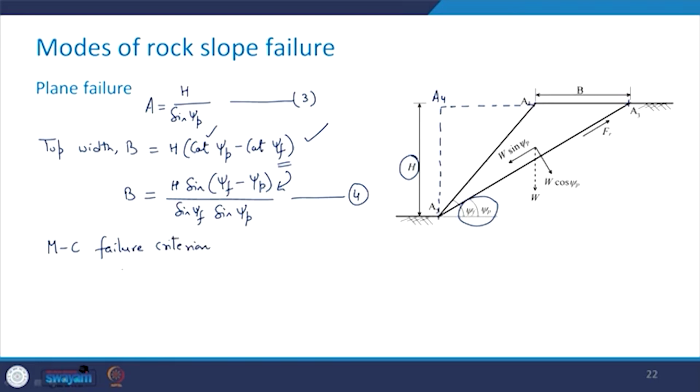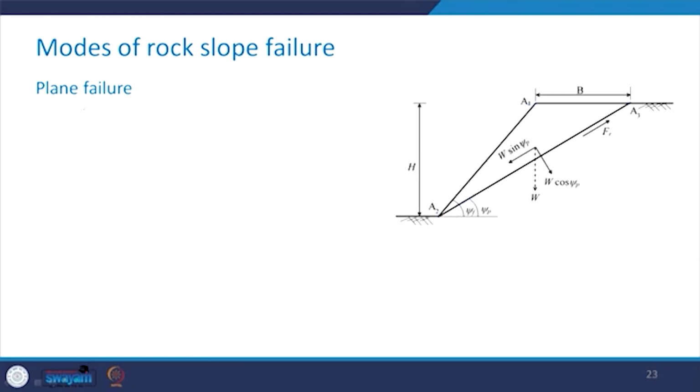So, what we have here is S is equal to C plus sigma n tan of phi. This we have already learnt. This equation is going to be equation number 5, where this sigma n is the normal stress on the failure plane. What is the failure plane here? It is A2, A3.